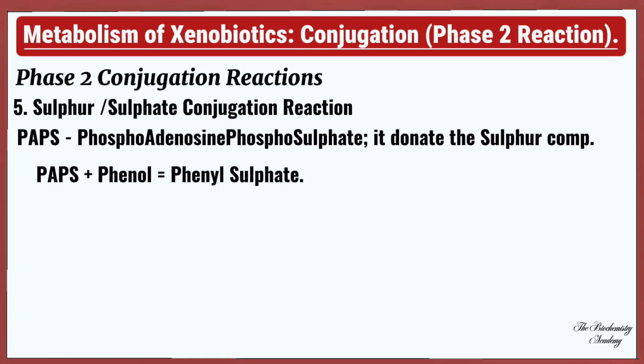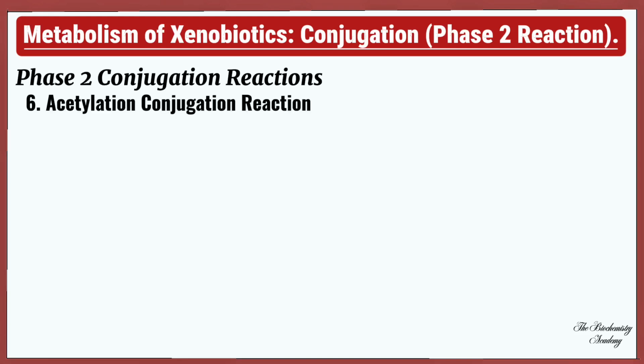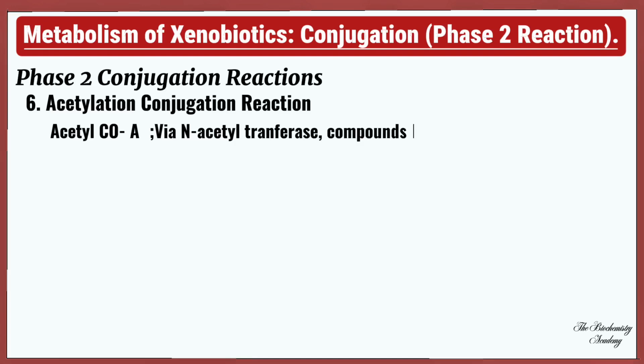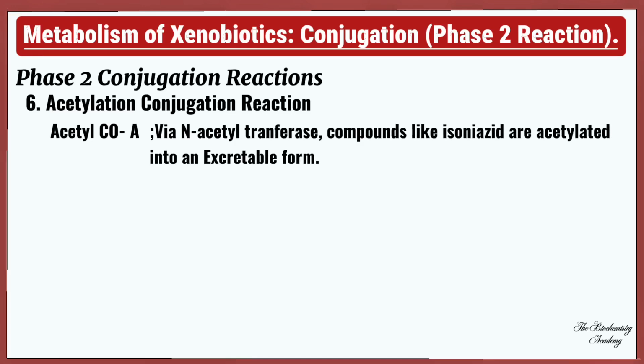The next conjugation reaction is acetylation. In acetylation, acetyl coenzyme A, or acetyl CoA, is the active form, and via N-acetyl transferase, compounds like isoniazid are acetylated into an excretable form.